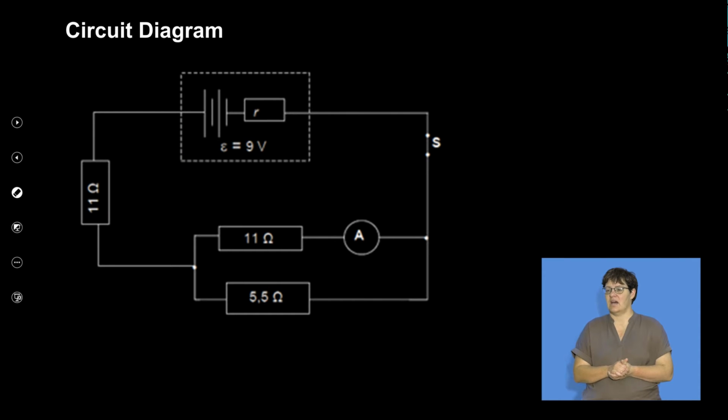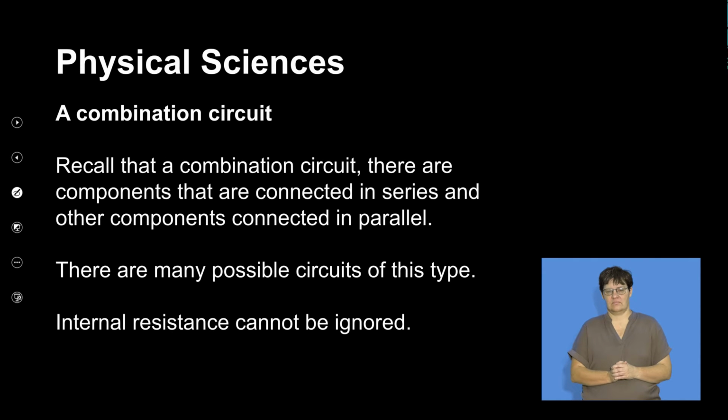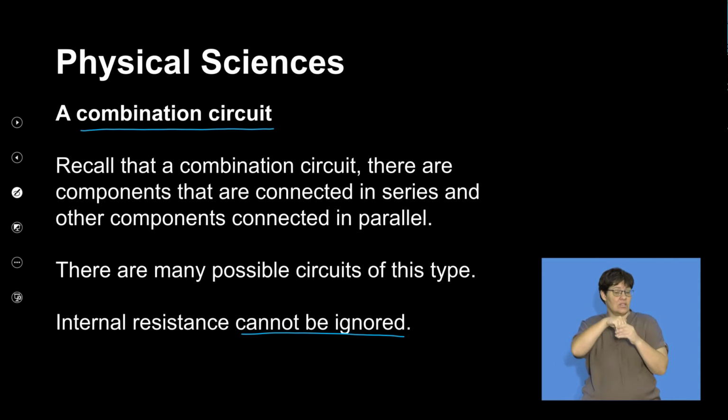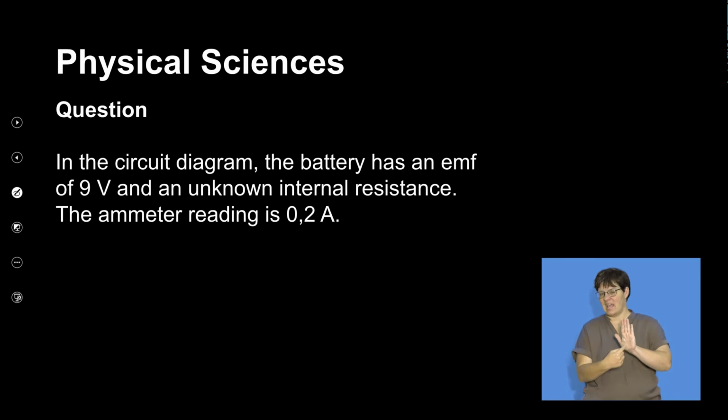Okay, so we're going to look at examples that involve a combination circuit, and there are various scenarios that have to do with combination circuits. Let's bear that in mind, and each scenario is unique in its own way. But also very important, we are not going to ignore the internal resistance of the battery in the examples that will follow. So here is a simple question just to get us started. It says here, in the circuit diagram that I will show, the battery has an EMF of 9 volts and an unknown internal resistance, and the ammeter reading is equal to 0.2 amperes.